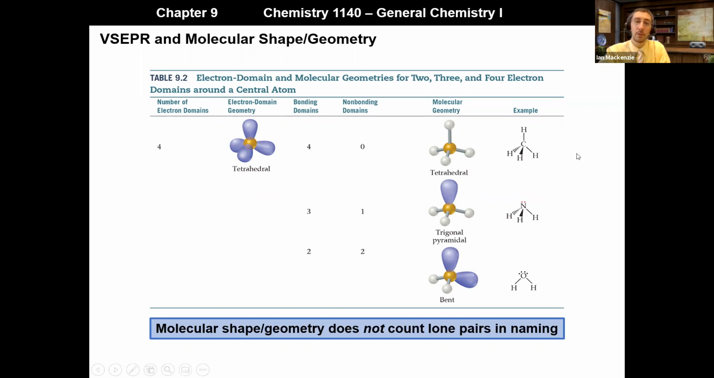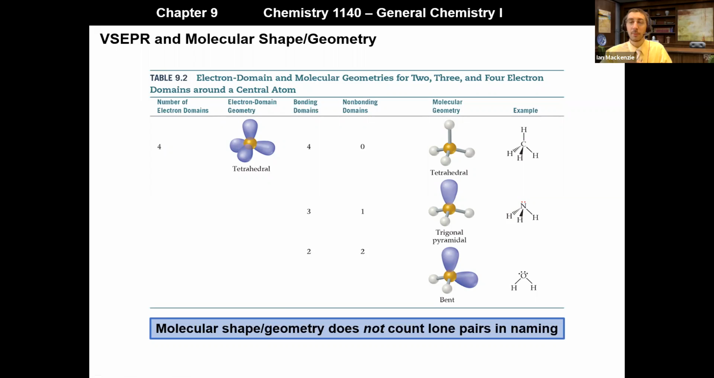However, if one of those regions for tetrahedral, if one of those 4 electron domains is a lone pair, then it looks like we've lost the top part of the tetrahedron, and it looks more like a 3-sided pyramid. And so we refer to this as being trigonal pyramidal. If we lose 2 of those domains, then it goes back to looking like a bent nail, and we refer to that molecular shape as being bent.